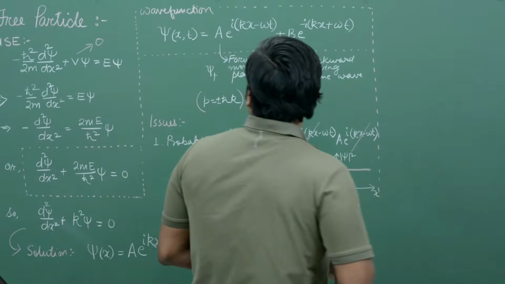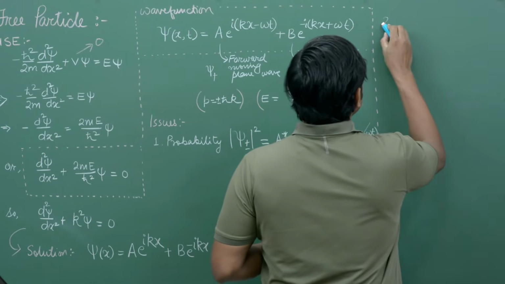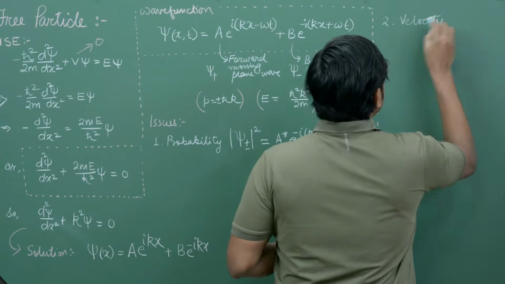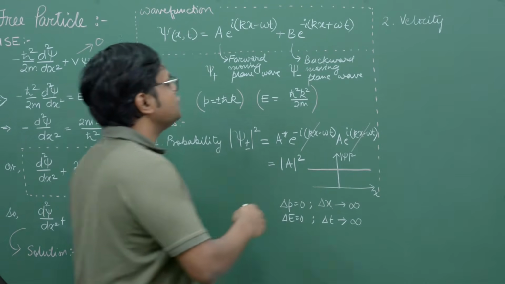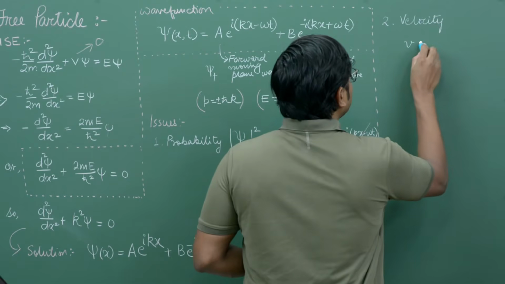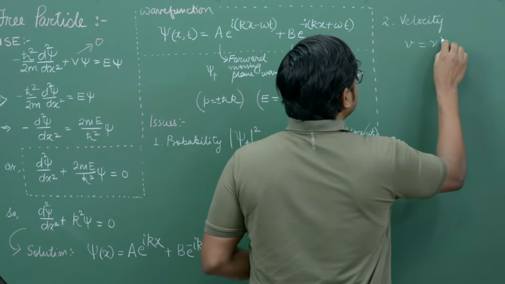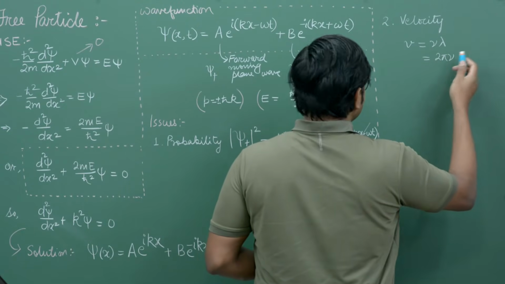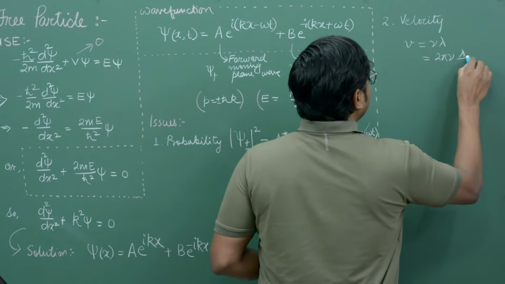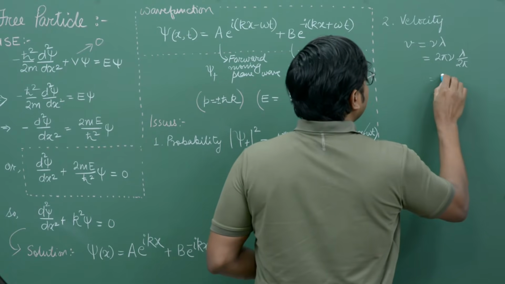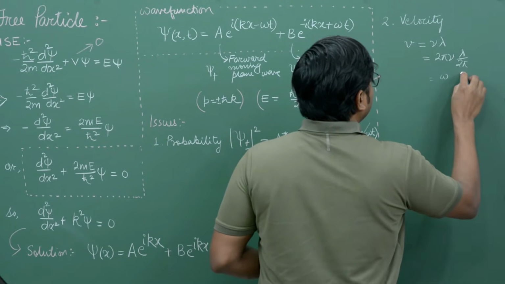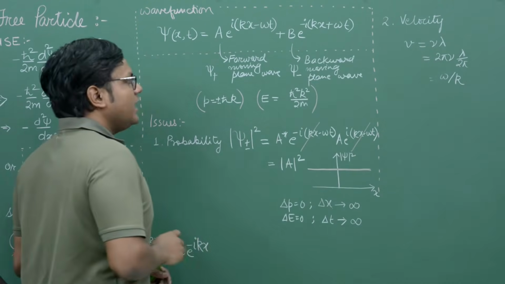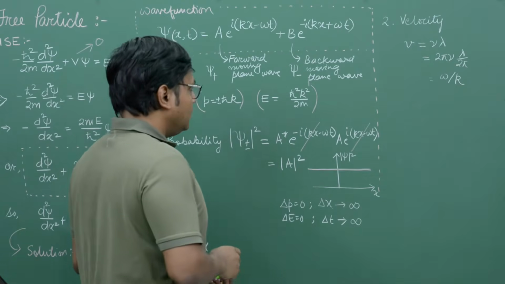When we try to measure the velocity of this plane wave solution, then we find something again interesting. So what is the velocity of this plane wave solution? The velocity of a wave is nu times lambda, right? Nu can be written as 2 pi nu and lambda upon 2 pi. So this is omega and this is k, omega upon k, right? Now what is omega? Omega is nothing but E upon h cross.